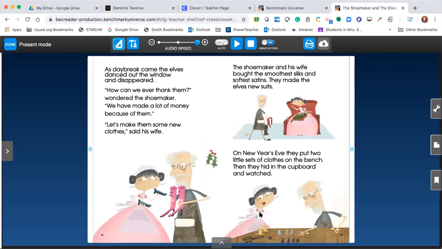As daybreak came, the elves danced out the window and disappeared. "How can we ever thank them?" wondered the shoemaker. "We have made a lot of money because of them." "Let's make them some new clothes," said his wife. The shoemaker and his wife bought the smoothest silks and softest satins. They made the elves new suits. On New Year's Eve, they put 2 little sets of clothes on the bench. Then they hid in the cupboard and watched.